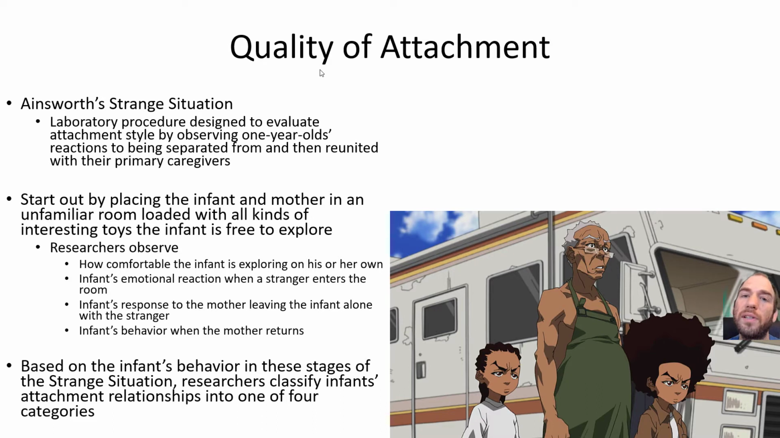So, the overview: the primary way that these attachment styles are measured is by placing a mother and child in this situation. It doesn't have to be 1-year-olds. I've actually done this in the Democratic Republic of Congo with 3 and 4-year-olds.